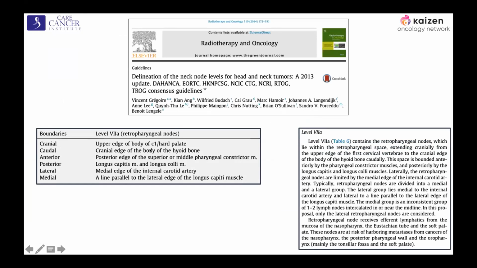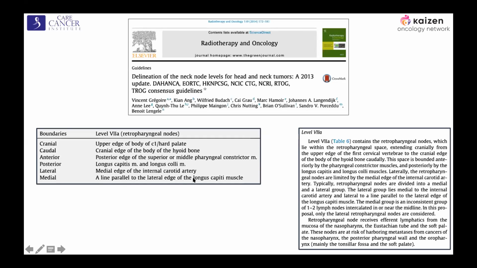So boundaries of the retropharyngeal group of lymph nodes: cranially it starts at the upper edge of the body of C1 or the hard palate, and caudally it extends up to the cranial edge of the body of the hyoid bone. Anteriorly, it extends from the posterior edge of the superior or middle pharyngeal constrictor, posteriorly up to the longus capitis and the longus colli muscle, which are the prevertebral muscles. Laterally restricted by the medial edge of the internal carotid artery, and medially restricted by a line parallel to the lateral edge of the longus capitis muscle. So basically your retropharyngeal group is divided into a medial and lateral retropharyngeal group of lymph nodes by this line.